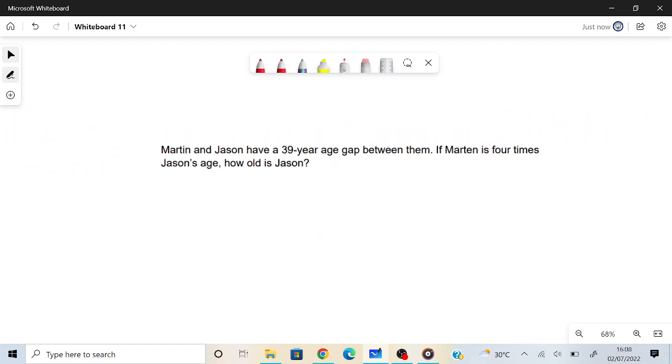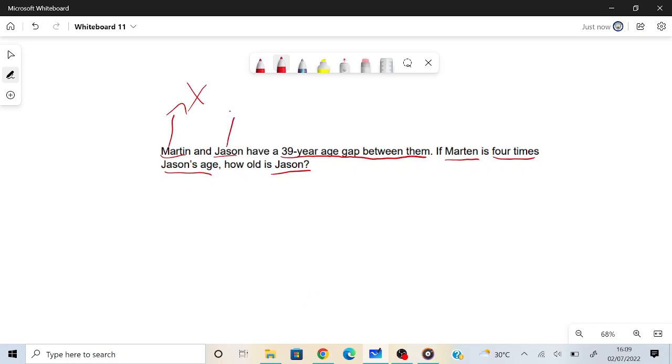On to the next example. This one says, Martin and Jason have a 39-year age gap between them. Okay, good to know. If Martin is 4 times Jason's age, how old is Jason? Okay, so we have two things we need to worry about here. We have Martin and Jason. So let me just represent Martin with X and Jason with Y. You can represent it with any variables.